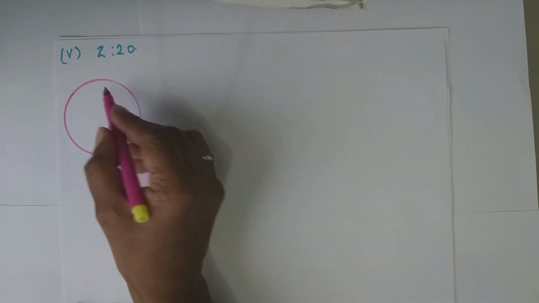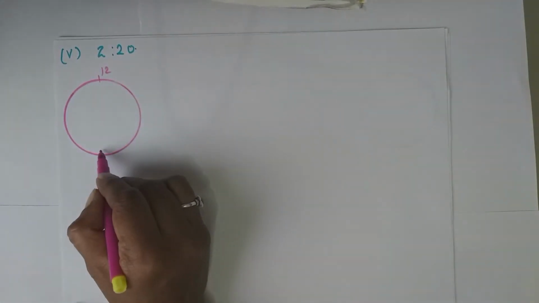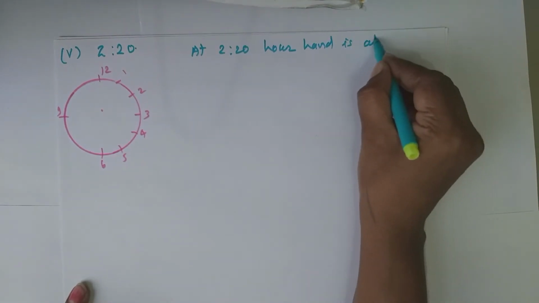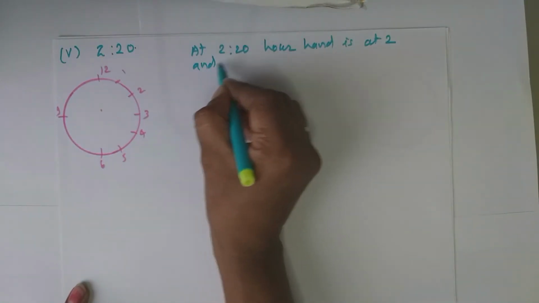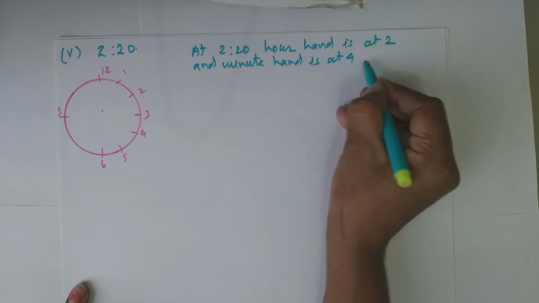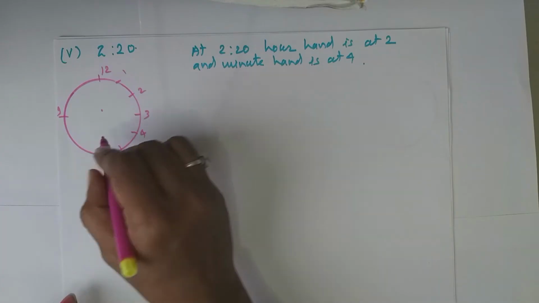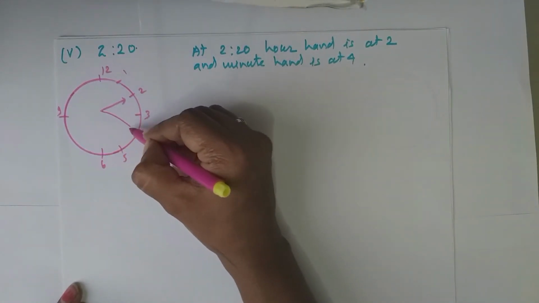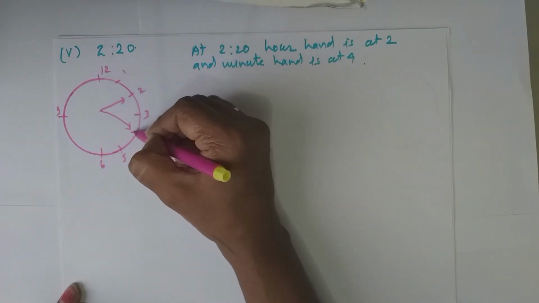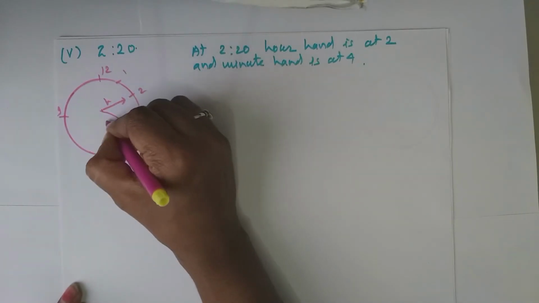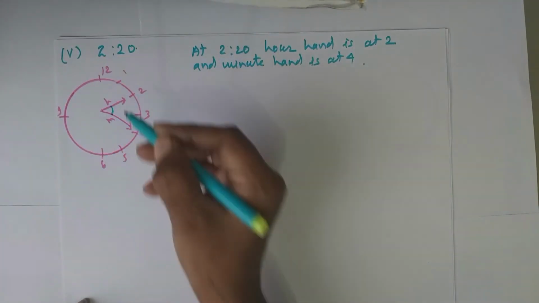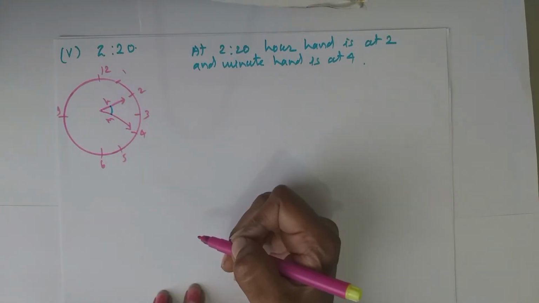Let's see the next problem. At 2:20, draw again a rough diagram of the clock. At 2:20, the hour hand is at 2 and the minute hand is at 4. See, this is the hour hand, this is the minute hand, and I have to find this angle between the hour hand and minute hand.